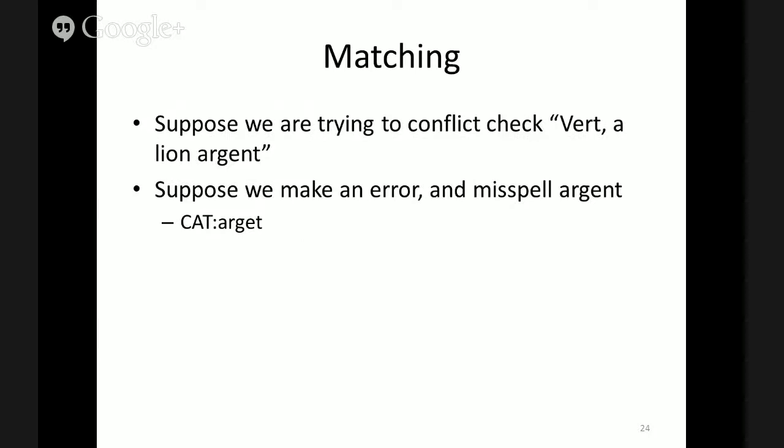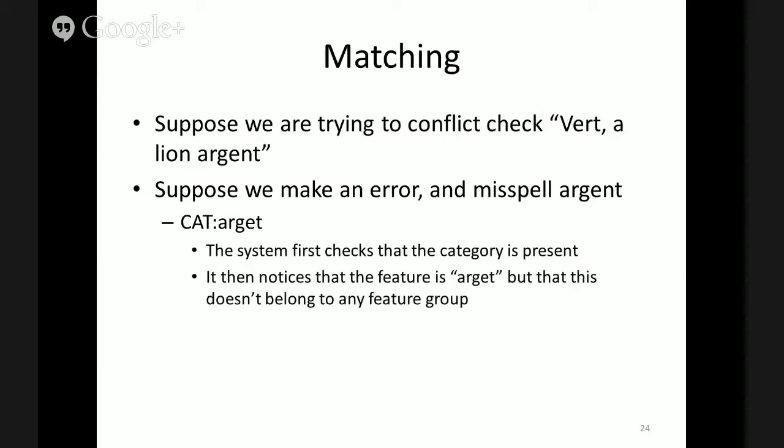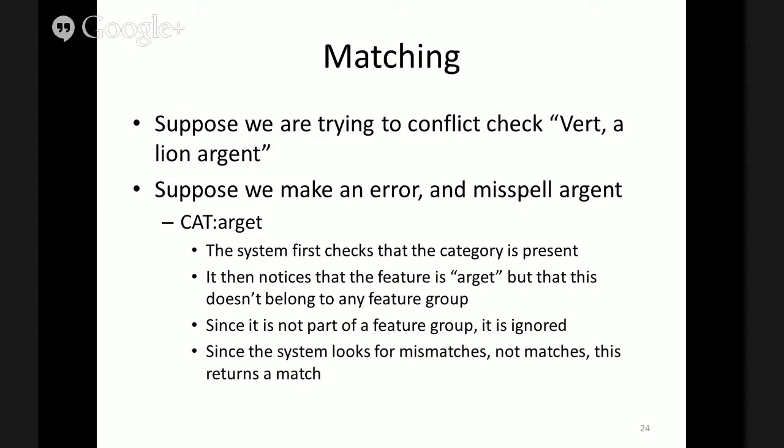But take a look at this. Suppose we screw up and make a typo. Instead of argent, I typed in argent. Oops. Right? It happens all the time. What will the system do? Is this going to cause you to miss conflicts? Well, first it checks that the category is present. It is. It then notices that the feature is argent, which doesn't belong to any feature group, because I mistyped it. It's not in a feature group, so it's just going to ignore it. Remember what I said, that the system looks for mismatches, not matches? This will return a match.